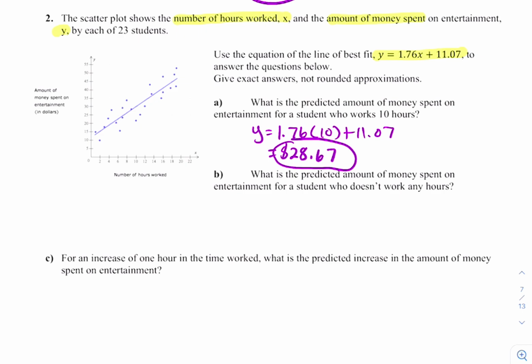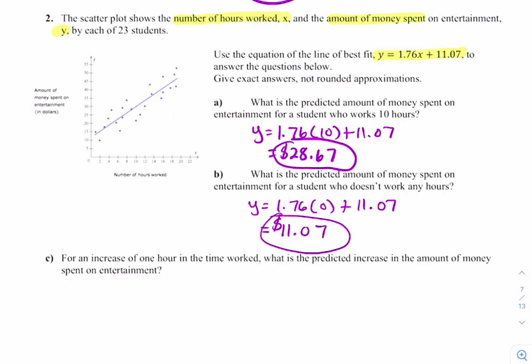Okay. And then if we are trying to predict the amount of money spent on entertainment for a student who doesn't work any hours, we're assuming that our X value would be 0. So again, I'm just substituting that in and simplifying. So our answer for this one will be 11.07. And again, I label as money, so I need to include my dollar symbol.